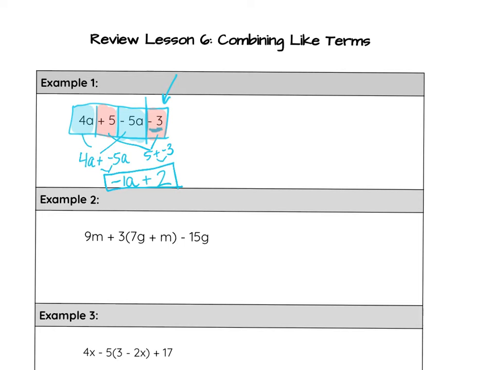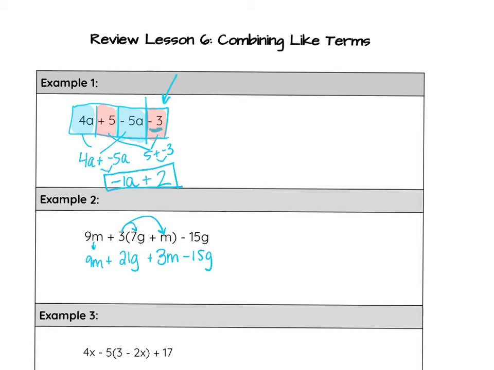Example 2 involves a distributive property because I see that expression or the pair of parentheses there right away. So you're going to distribute first, always. So distribute means to multiply. So 3 times 7g gives us 21g plus 3 times m gives us 3m. Bring down everything else, negative 15g, and then the 9m plus in front.